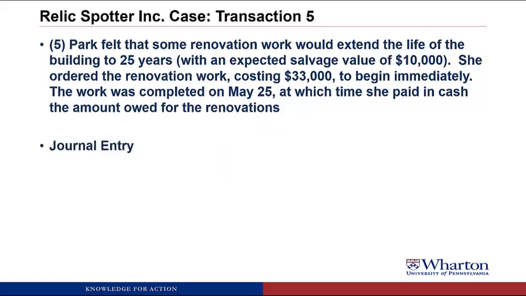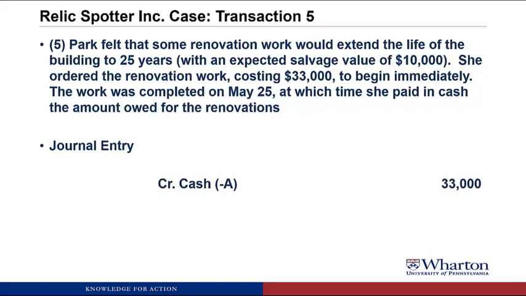For this transaction, the first thing we're going to do is ignore the stuff about salvage value and 25 years. We'll come back to that in a later video. Instead, we're going to focus on the transaction that happened on May 25th, which is when Park paid the cash. We paid $33,000 of cash. Cash is an asset. We make an asset go down through a credit, so we credit cash for $33,000.